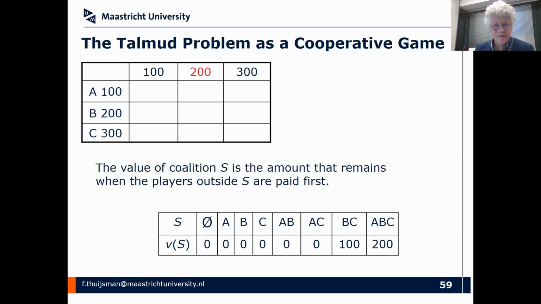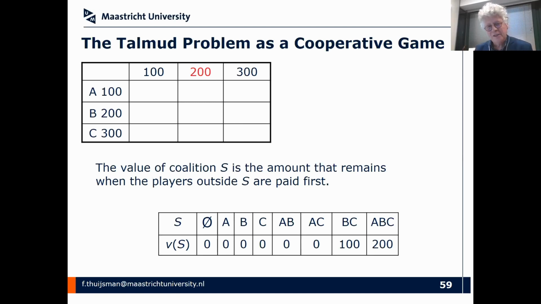Let's write the amount that remains when we first have to pay the other players. So you see that with BC, there's the number 100. Why is there 100 there? Well, if you look at coalition BC, they would first have to pay A. A claims she should get 100. So let's first give 100 to A. We have 200 available, give 100 to A. How much is left? 100. So BC says, well, we should get at least 100.